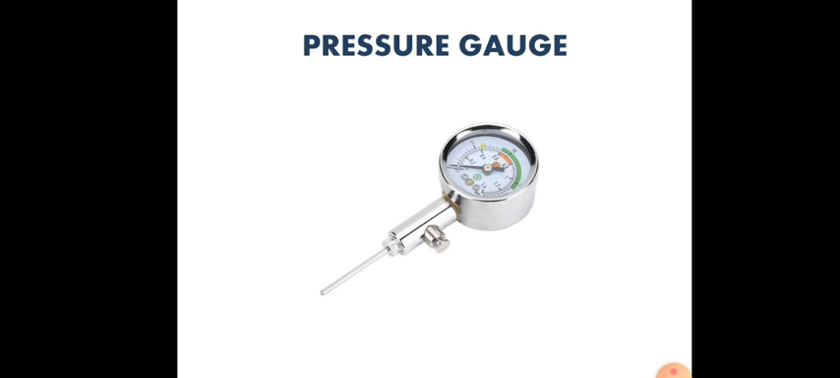This is a pressure gauge, which you often find in cycle repairing shops, where it measures the pressure inside the tires, or in the doctor's chamber, where it measures the blood pressure of a human body.